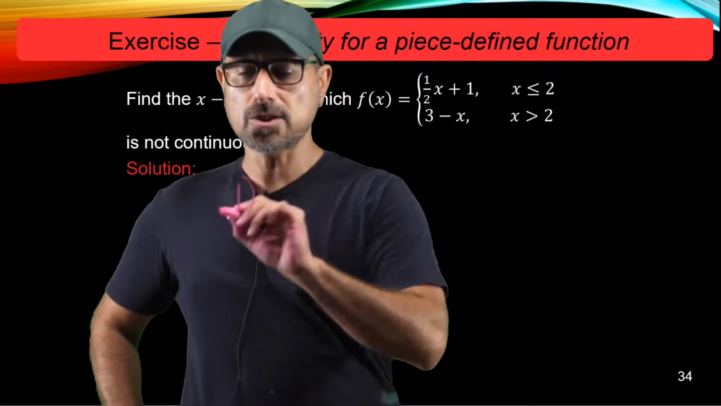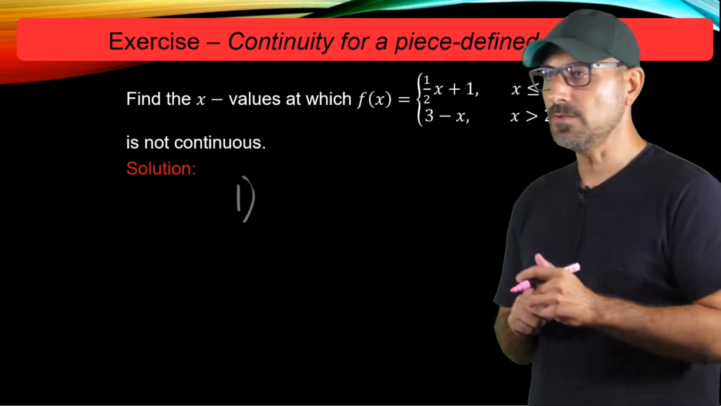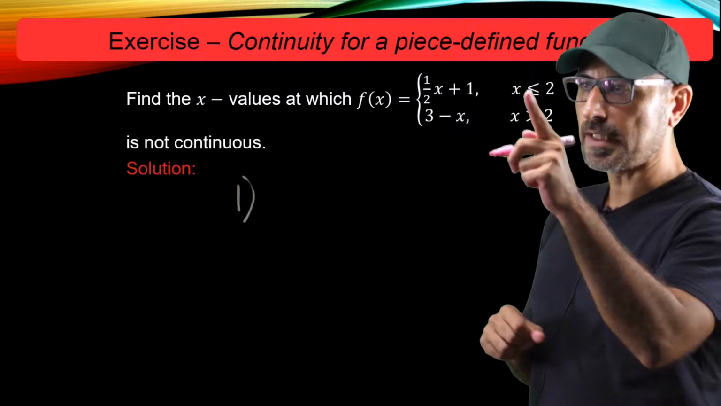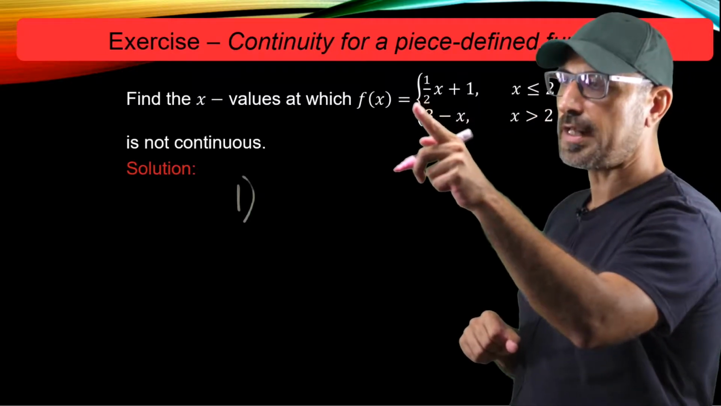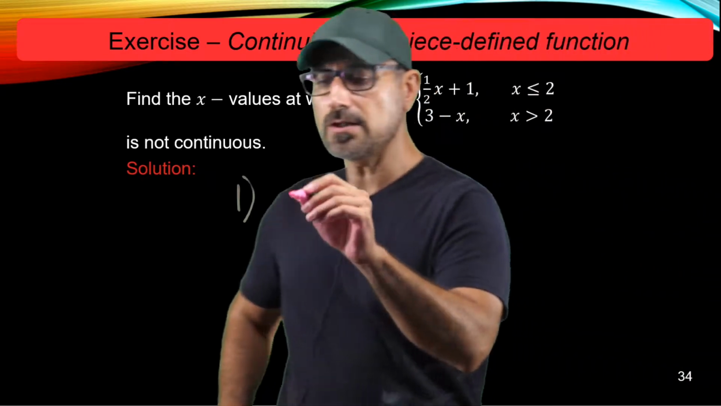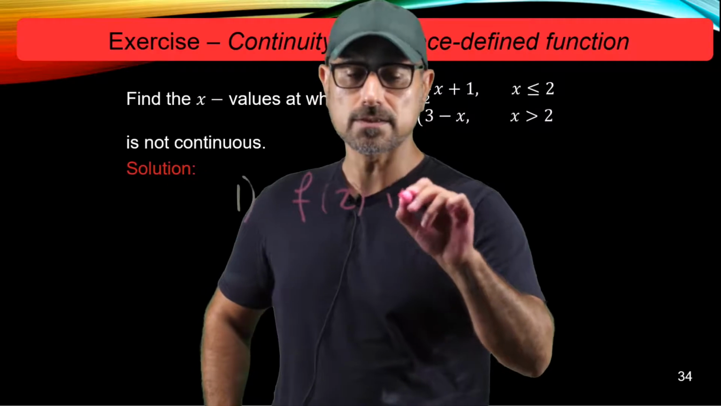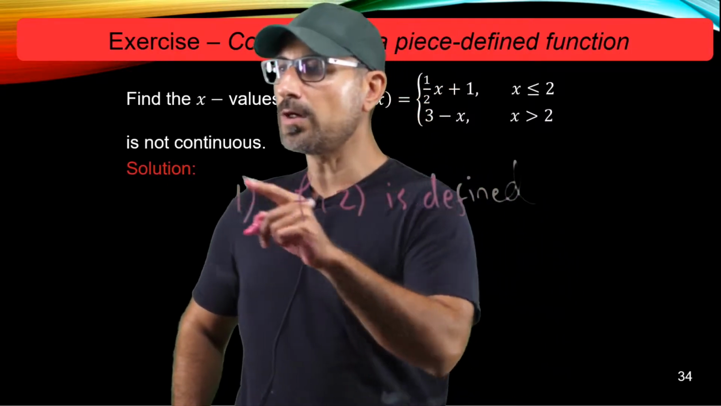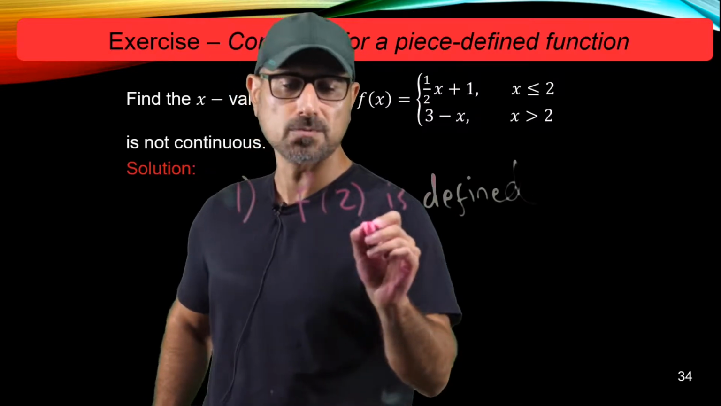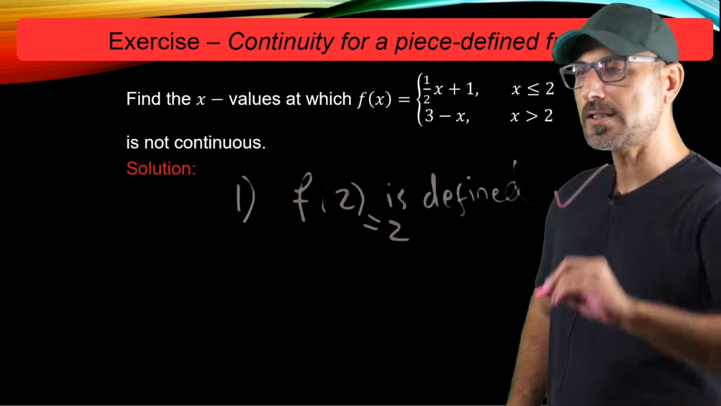The first condition is to check if f is defined at x equals 2. As you see, there is the equality sign here. That means for x equals 2, the function value is going to be 1/2 times 2 plus 1. So in other words, f of 2 is defined. And what is it? 1/2 times 2 is 1. 1 plus 1 is equal to 2. So we put a check mark here.